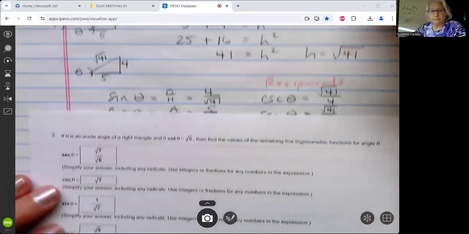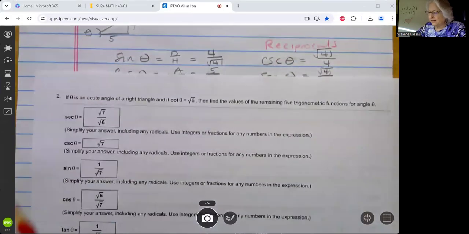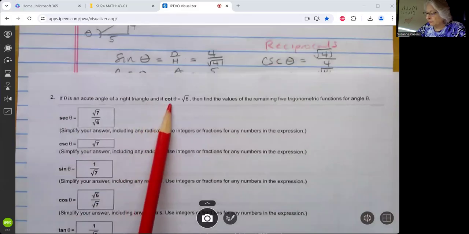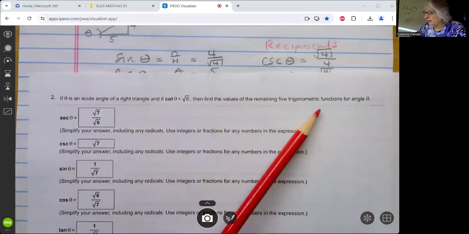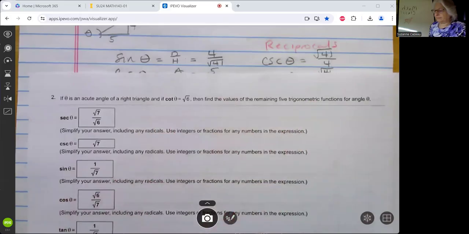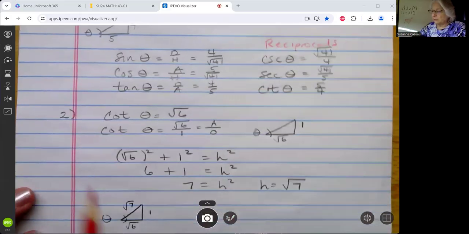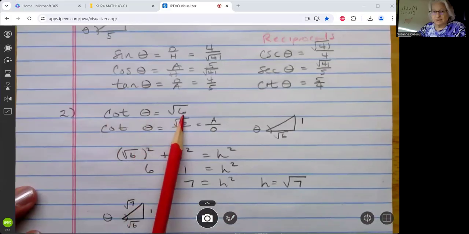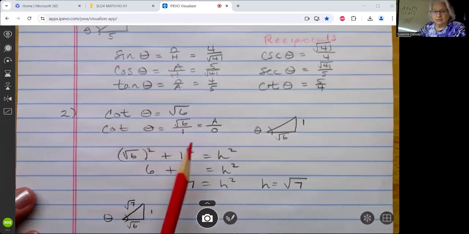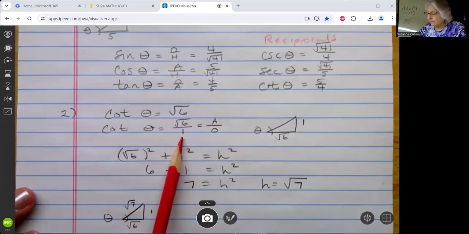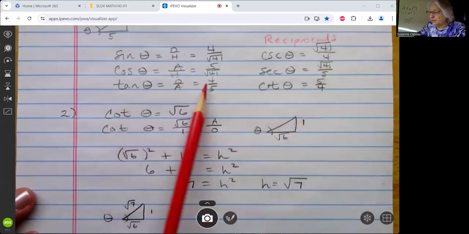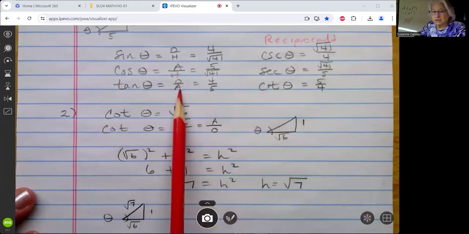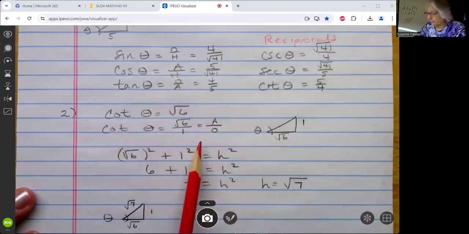says, if theta is an acute angle of a right triangle, and if cotangent of theta is the square root of 6, find the other trig functions. Okay. So here it is, cotangent of theta is root 6. So you can think of this as root 6 over 1. The cotangent is the reciprocal of tangent, so that's going to be adjacent over opposite.